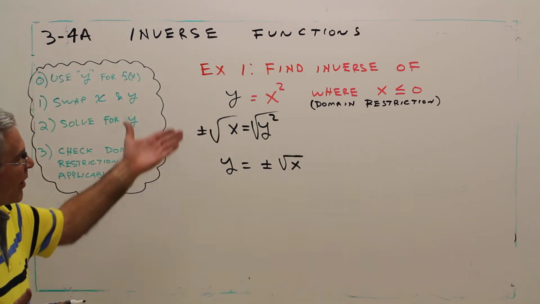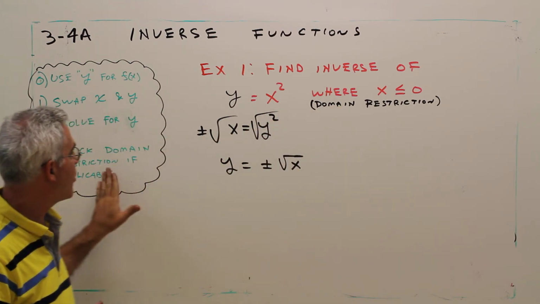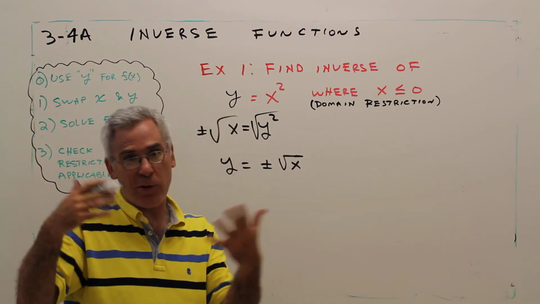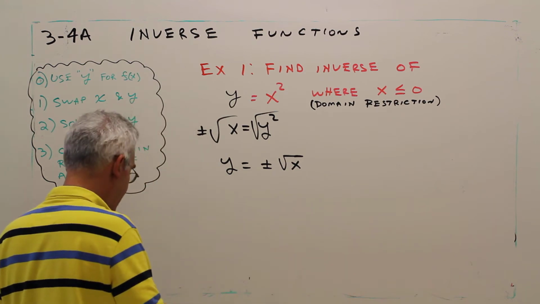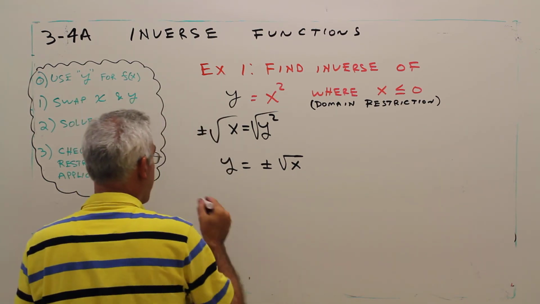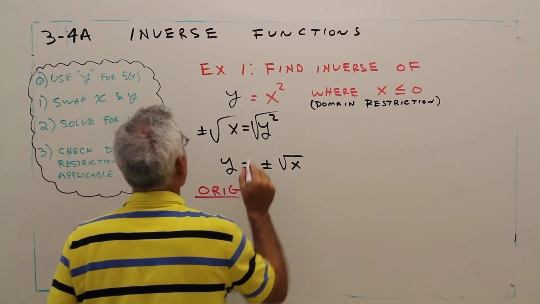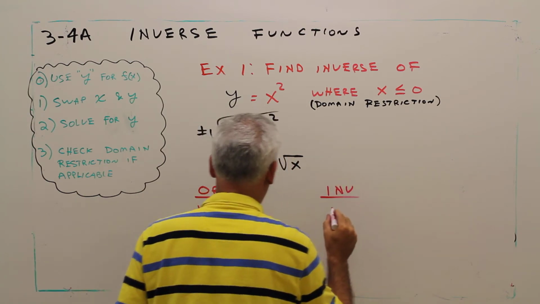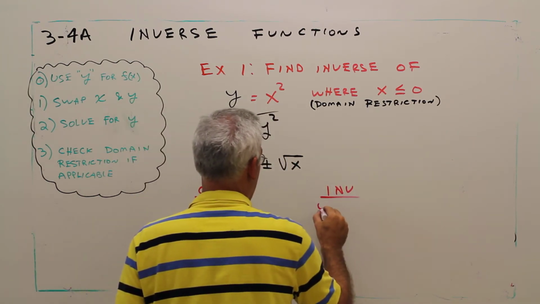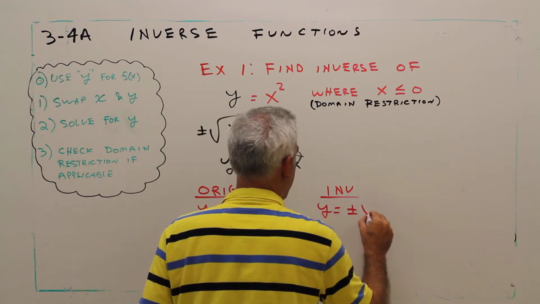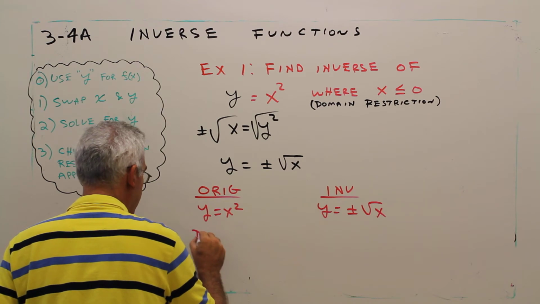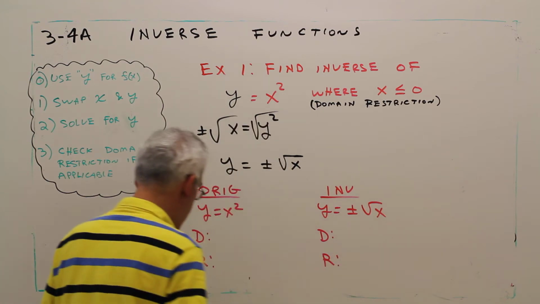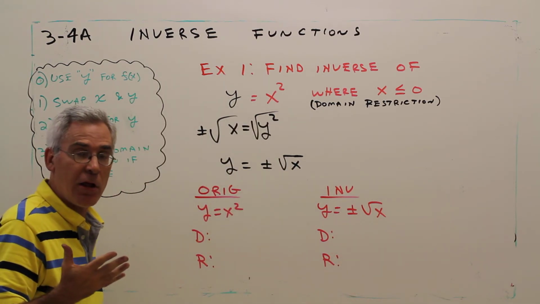All right, normally I'd be done, but I do have a domain restriction, so I gotta check it out in my last step. So what I like to do is make a list of the original and the inverse and just compare domains and range. So here I go. Got the original, which was y equals x squared, and the inverse, y equals plus or minus the square root of x. And I'm going to check the domain and the range of each. And I find it very helpful to have a little sketch.